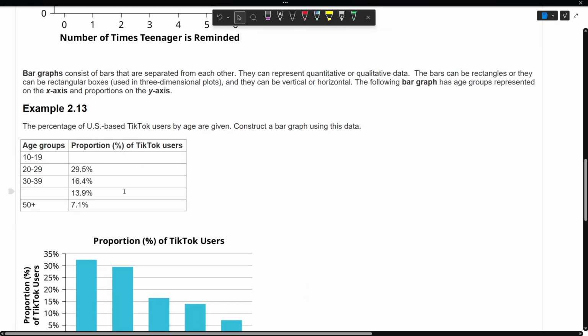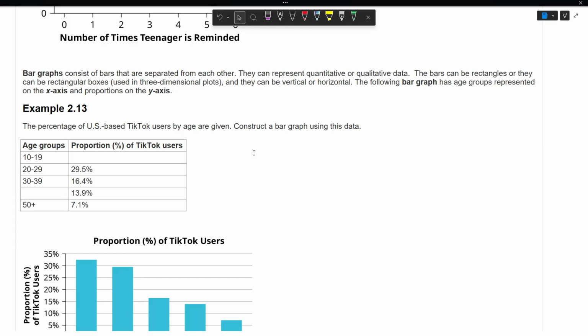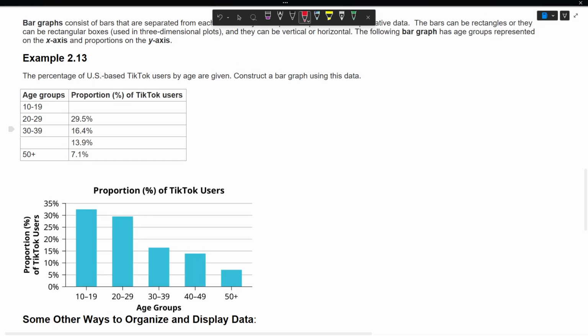Bar graphs are also pretty straightforward and very common. We can represent our data, whether it's quantitative or qualitative, as a bar graph. Later we'll talk about histograms, which are a special type of bar graph that we'll only use quantitative data for. But here we have some data based on the percentage of US-based TikTok users by age. So we have age groups and we have the proportion of the TikTok users. Let's fill in a couple things here from 10 to 19. You can see that's our first bar here, and it looks like it goes up between 30 and 35. Let's call that 32.5%.